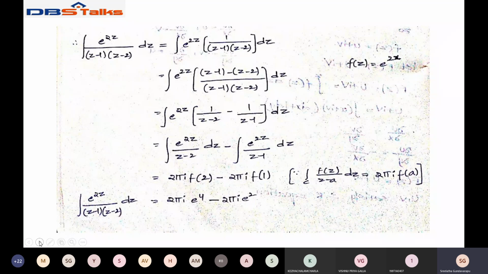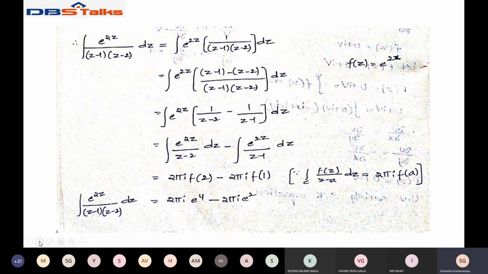Then the integral splits into two integrals. First integral is integral e power 2z by z minus 2 dz minus integral e power 2z by z minus 1 dz. In both integrals, f of z is e power 2z. Now we use Cauchy's integral formula: integral f of z by z minus a dz equals 2 pi i f of a. Here in the first integral a is 2, in the second integral a is 1.